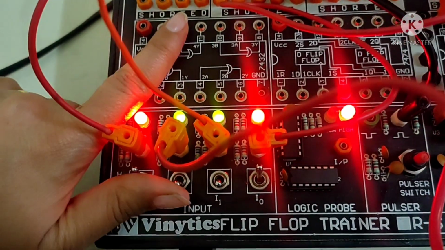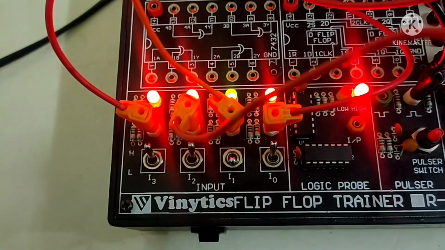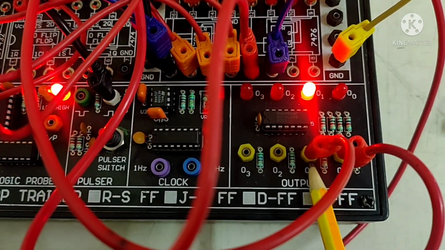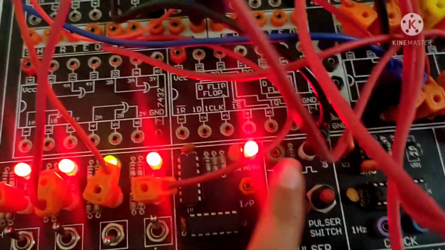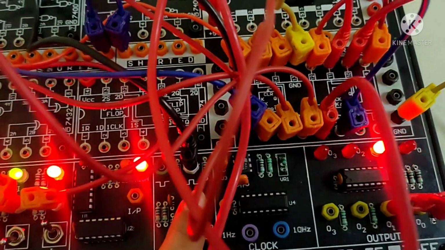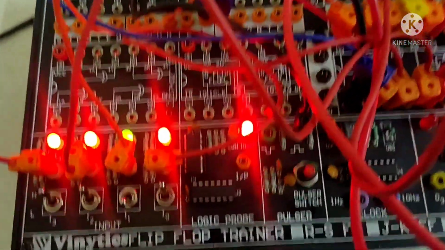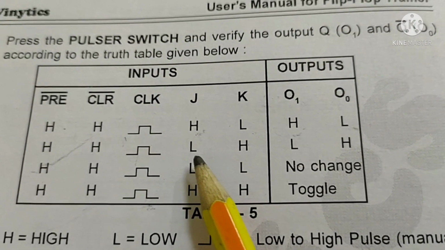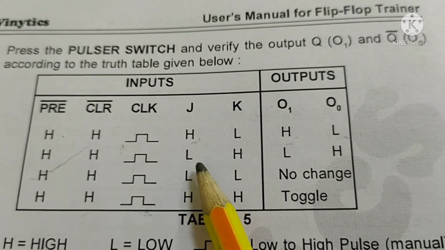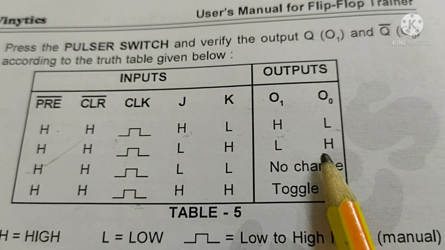The next part is I have to give the J input high. Okay, I am giving the J input as high. See, in the output part the Q naught is high and the Q naught bar is low after pressing the pulsar switch. You can see the result of the output here. Okay, from the truth table, next is I have to provide logic low to J and logic high to K. This will provide Q naught bar high.